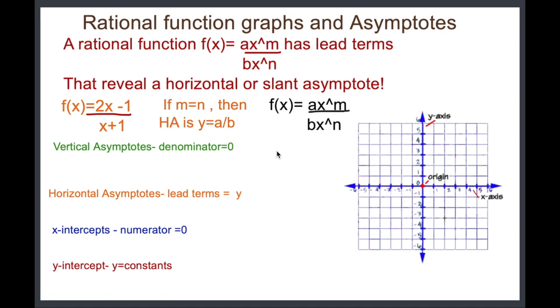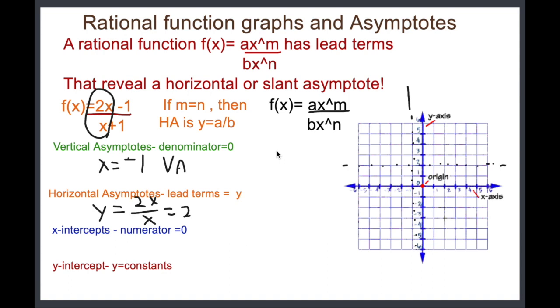The second one is 2x minus 1 over x plus 1. And again, the denominator set equal to 0 determines the vertical asymptote as negative 1. Same as the last one, so let's put that on there. Negative 1. And then the horizontal asymptote is the lead terms this time. Y equals 2x over x. Those are clearly the lead terms, and that reduces to a simple 2. So y equals 2 is the horizontal asymptote.